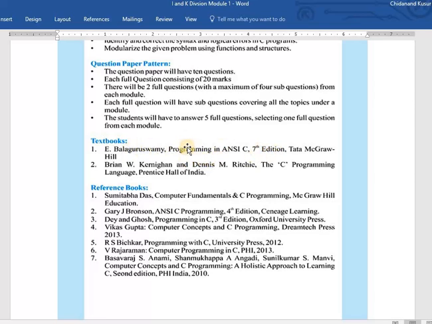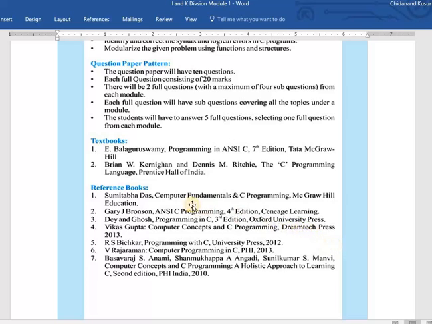Anyhow, I provide the notes for you also, don't worry. Some 7 reference books are there. Indian author Sumita Arora, foreign author Gary J. Bronson, foreign author Day and Ghosh, Programming in C. Vikas Gupta, Indian author. R.S. Bichkar, Indian author. V. Rajaraman, Indian author. Anami sir, Angadi sir and Manvi sir, Indian author.